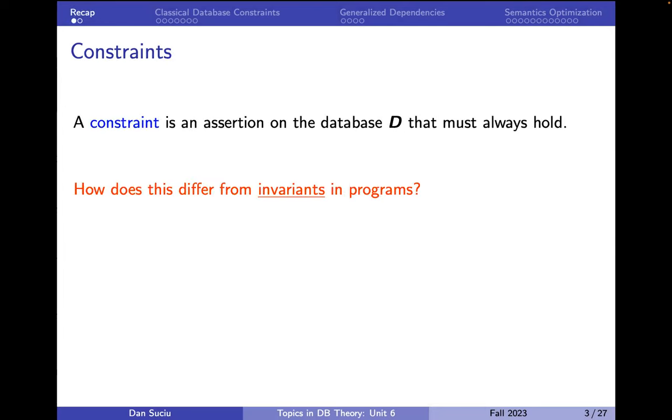Okay, so constraints. What is a constraint? It's a logical assertion that must be true on the database. Now, if you are new to databases, this is nothing new. You have seen this. An invariant in a program is a logical assertion that must be true at that point in the program. And my question to you is, are these two the same thing? Or is there a fundamental difference between invariants in programs and database constraints?